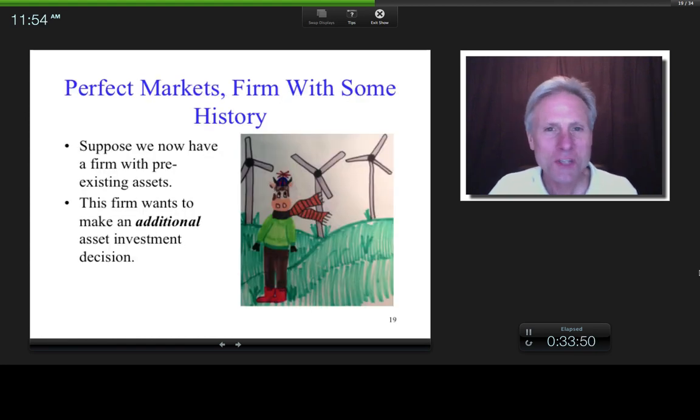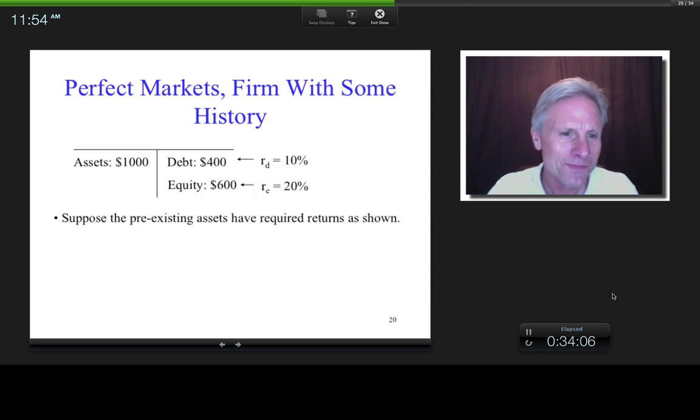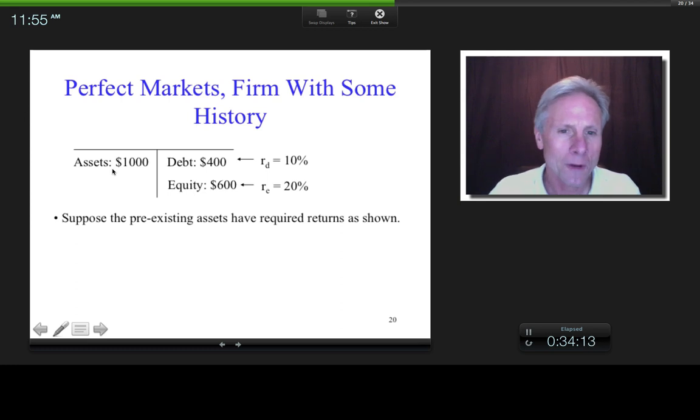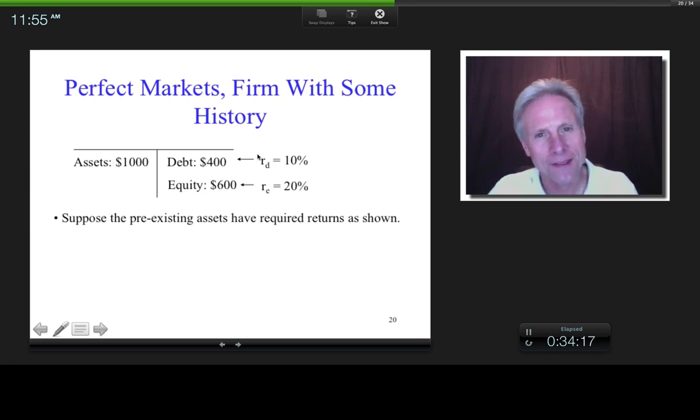Okay, so we are still in perfect market fantasy land, and now we're looking at pre-existing companies that already exist, and they're making an incremental or additional asset investment decision. Okay? So suppose here we have the pre-existing assets. This is the firm, whatever it is. Maybe it's Intel or whatever. And let's say that this company has $400 in debt, and the debt holders say, hey, what are you doing with my money? And they require a return of 10%.